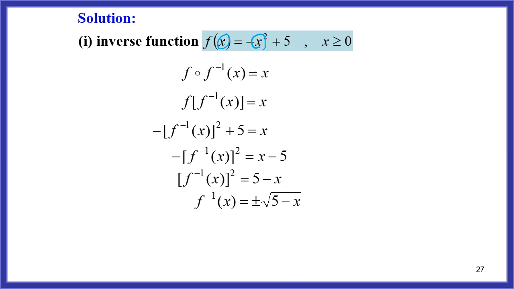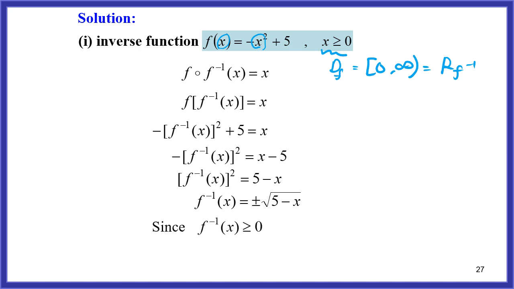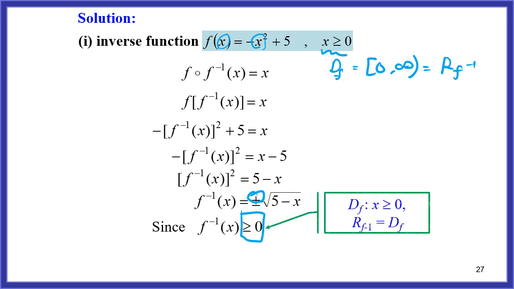And then because x is more than or equal to 0, the domain of f is 0 to infinity. This is equivalent to the range of f inverse, which means that f inverse itself should be more than or equal to 0. So for the final answer, we take the positive only, because it should be more than or equal to 0. So f inverse of x equal to square root of 5 minus x only.